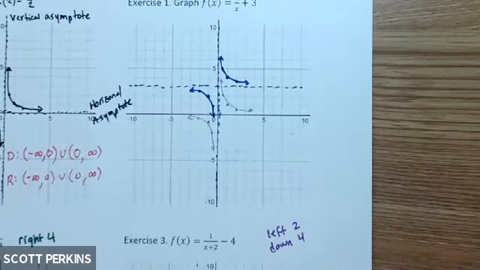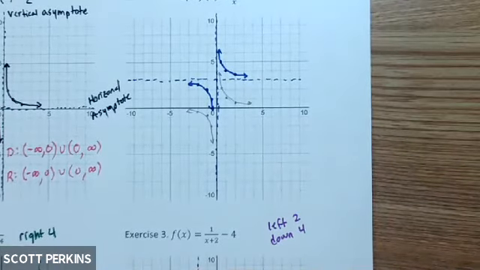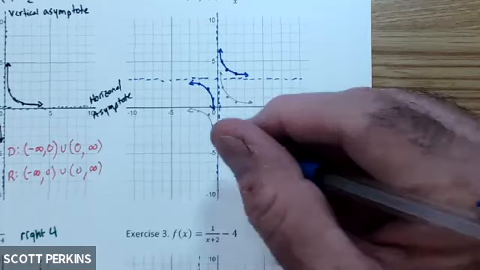What I would like you to do for each of the exercises we just did is to write down what is the domain and the range of each of them. Okay, so what's the domain and the range, taking into account our translations?